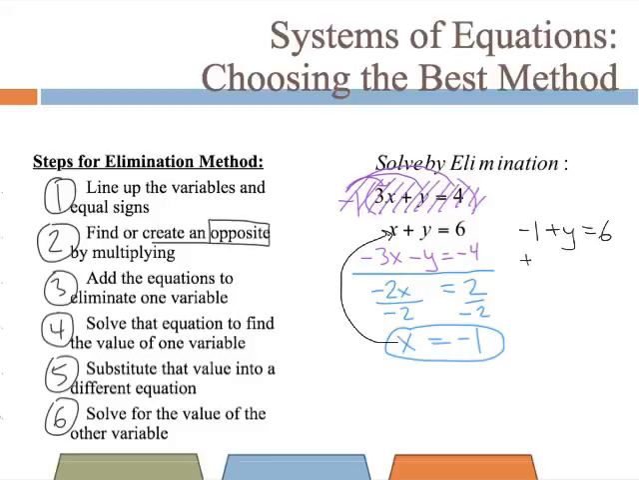And simply adding 1 to both sides gives us our y value of 7. And once again, we see the same answer as before. Again, math is consistent. Doesn't matter which strategy we use, they all work.